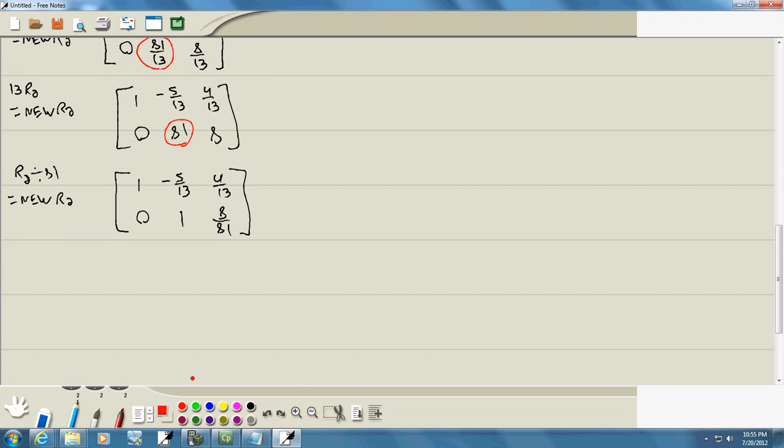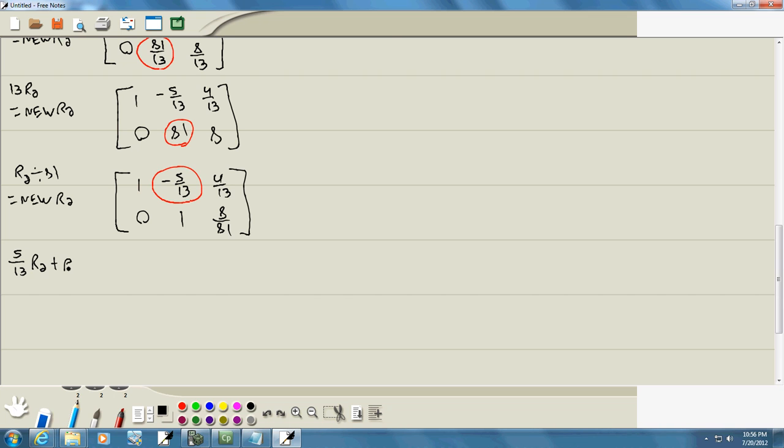Okay, last thing. That right there, by the way, is REF. That's row echelon form. And we could kick out of that right now and put them back into X's and Y's and use backward substitution to solve it. But it's just as easy to continue on. And we need to get a 0 here. So you look at the 1 and you ask yourself, what times this 1 that then added to this would give me a 0? Well, that's 5/13.